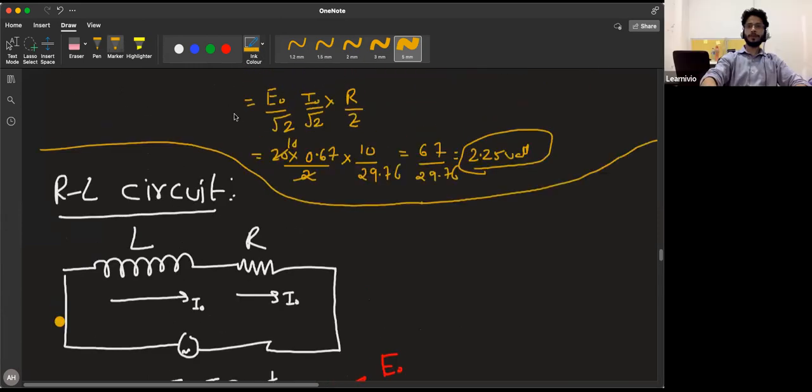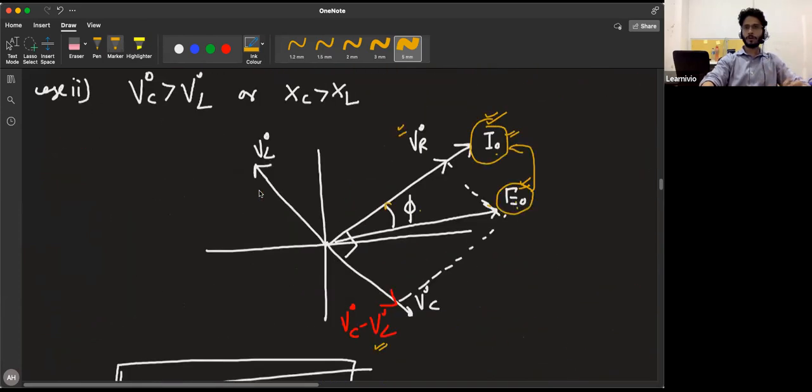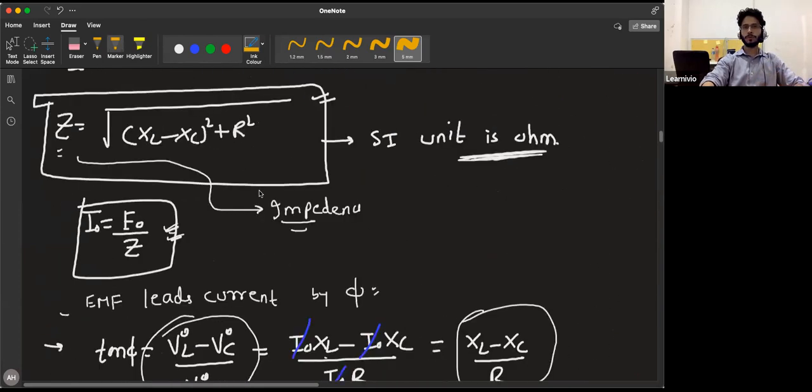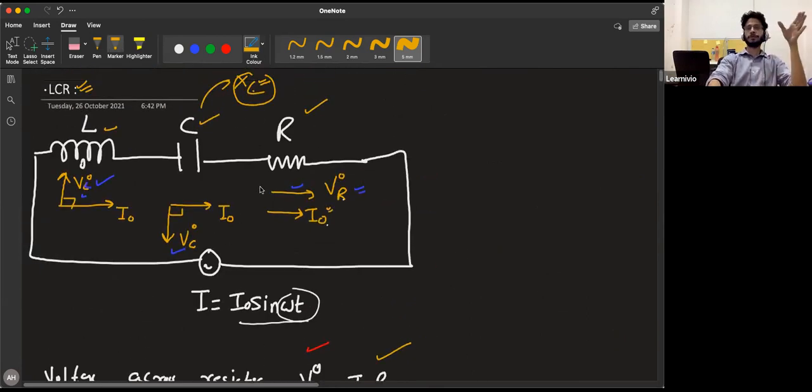So up to last class, we have finished the LCR circuit. Let's recall the LCR circuit once again. What was LCR? It was a series combination of inductor, capacitor, and resistor. The current passing through all these three circuit elements was the same. It was I0, I0, I0.